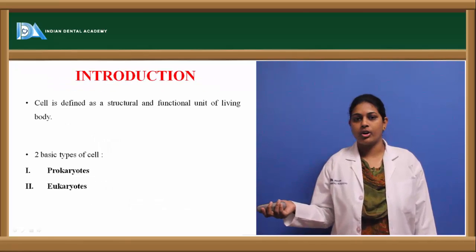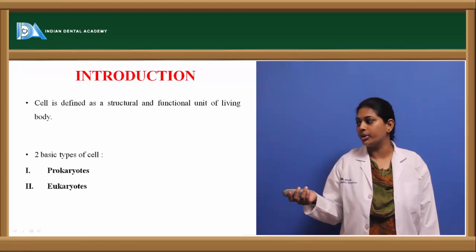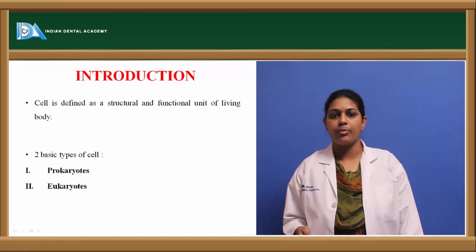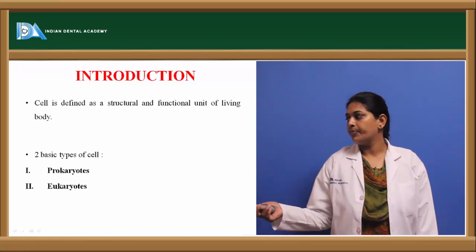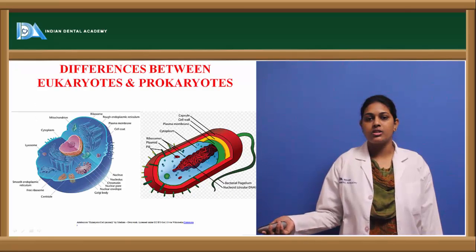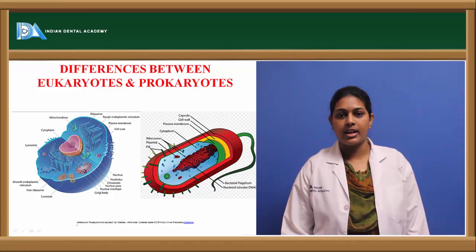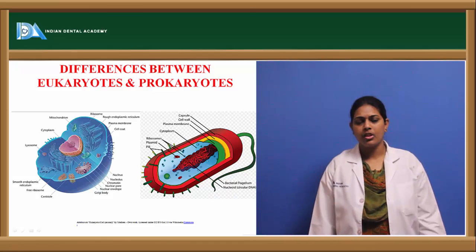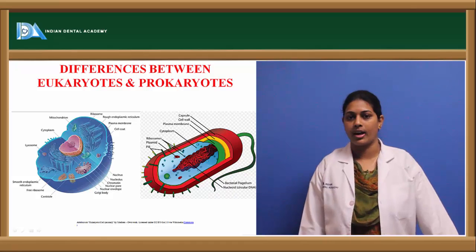So, as I've already told, a cell is defined as a basic structural, functional as well as biological unit of every living organism, and it is broadly classified into two types, the prokaryotes and the eukaryotes. Prokaryotes mostly include the bacteria and the archaea group, whereas eukaryotes include the cells present in plants, animals, and various other organisms.